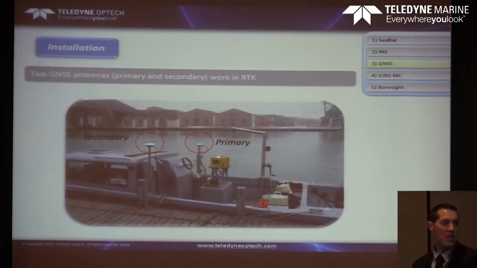GNSS, Applanix has two GNSS. They work in RTK. TSS has only one. But anyway, both of the two applications, two different inertial systems, can be used.